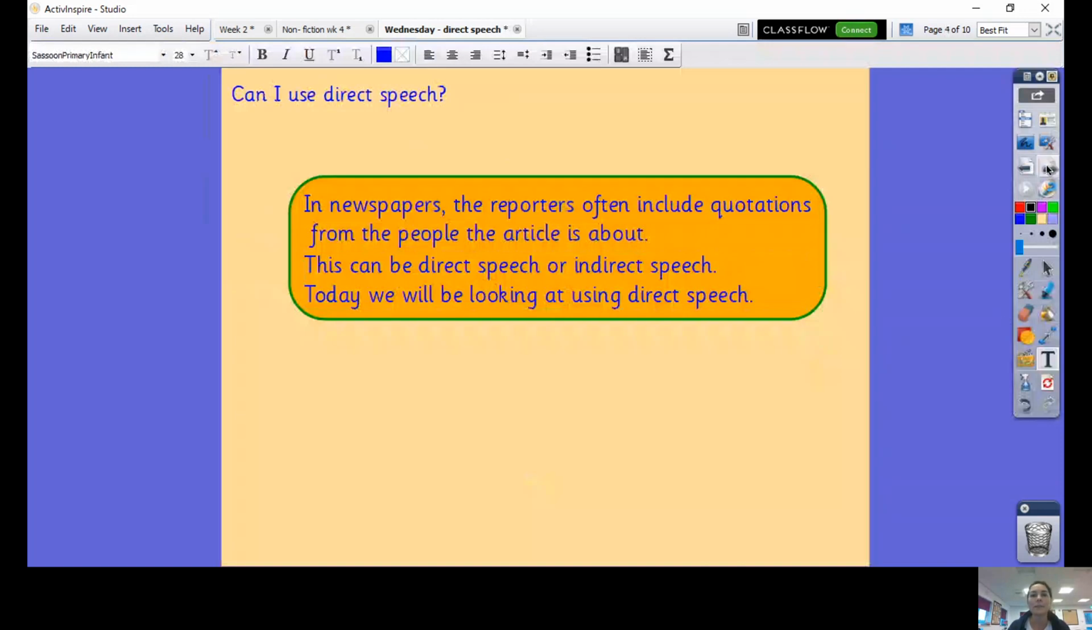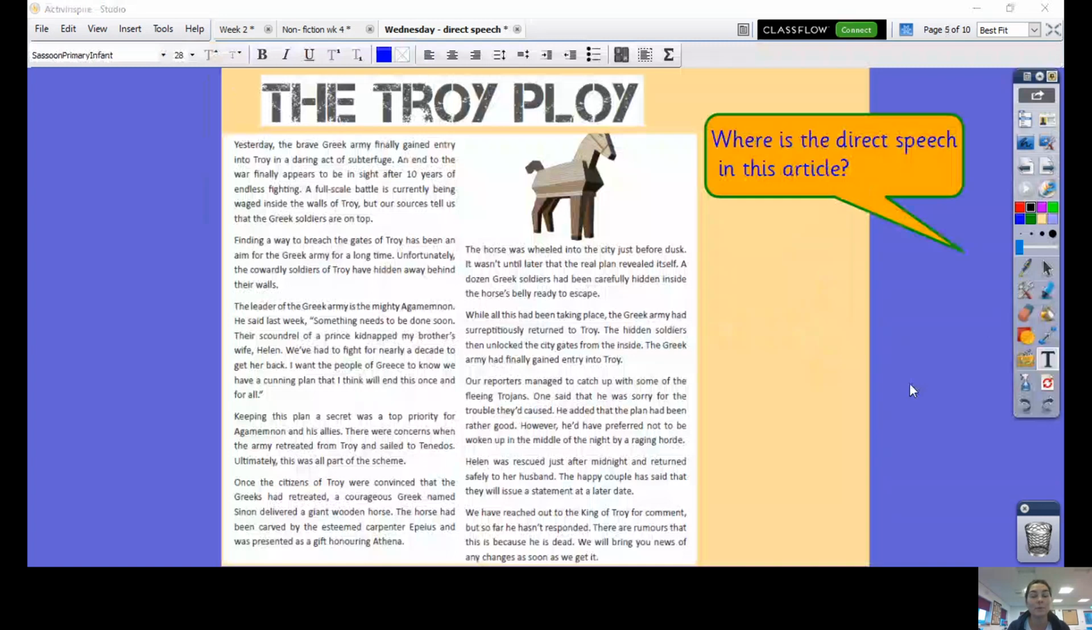Okay, so let's have a look at this article first. Can you spot where the direct speech is? Before I reveal to you what it is, you might be able to remember from Monday what direct speech is. So I'm going to read it out first, and then we're going to talk about where the direct speech is in this article.